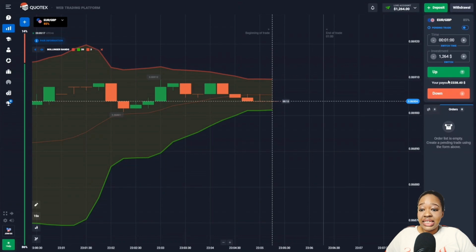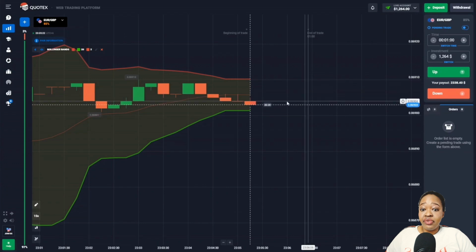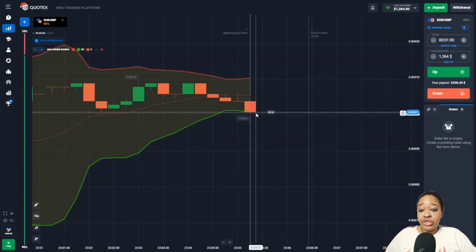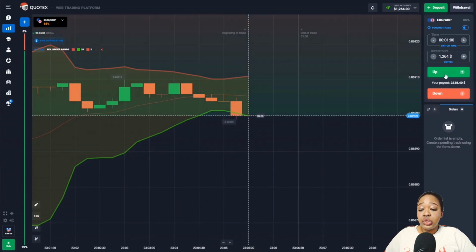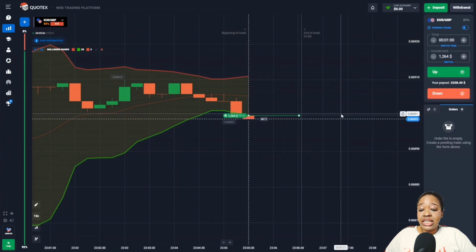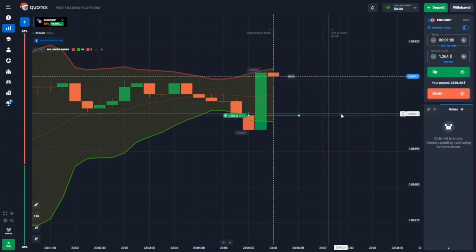So here we can see that the area of the indicator has once again narrowed significantly here. You can see that the chart formed a small series of red candlesticks and crossed the green moving average. So here I'm going to be opening a trade for a raise at this intersection, and I'm going to wait and see how this trade works out.